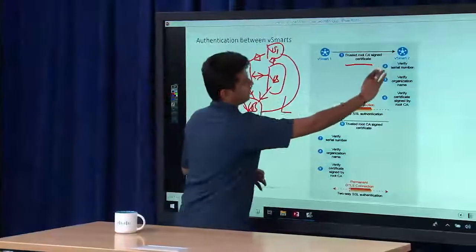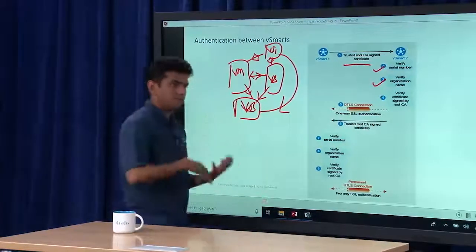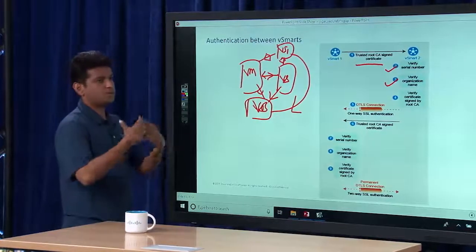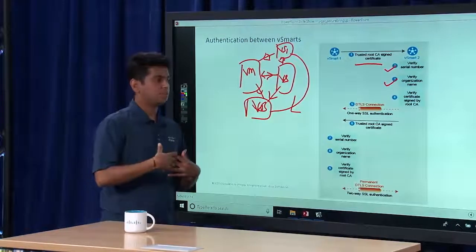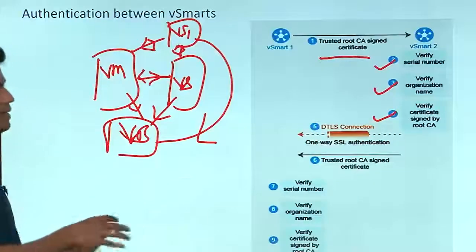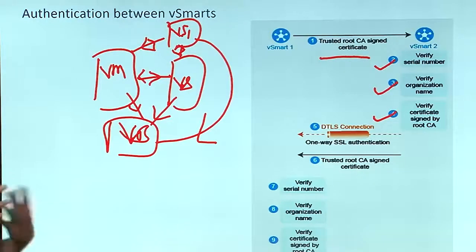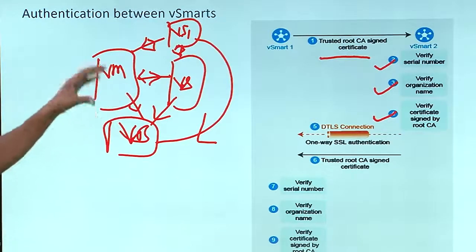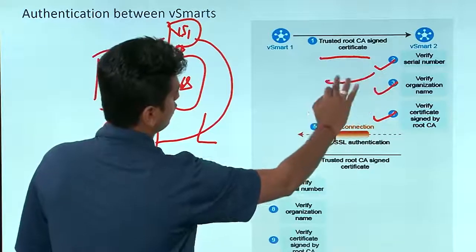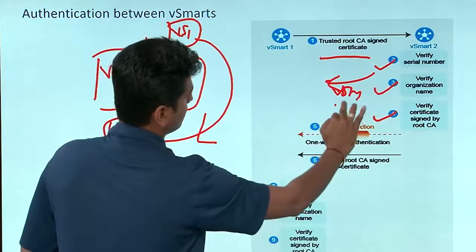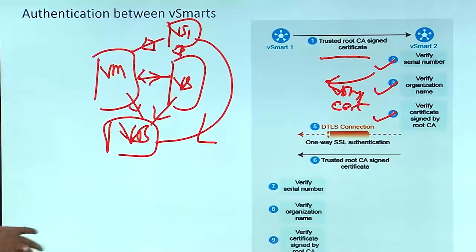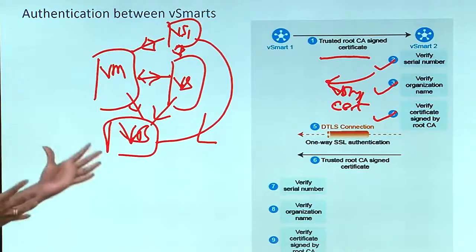Then it would verify the organization name, again by similar steps, looking at vSmart 1's certificate organization name and vSmart 2's own organization name. And finally verifying that the certificate is actually signed by the root cert. So vSmart 2 would have its own root CA, look up vSmart 1's certificate, and validate if it was actually signed by the root CA which it claims to be.